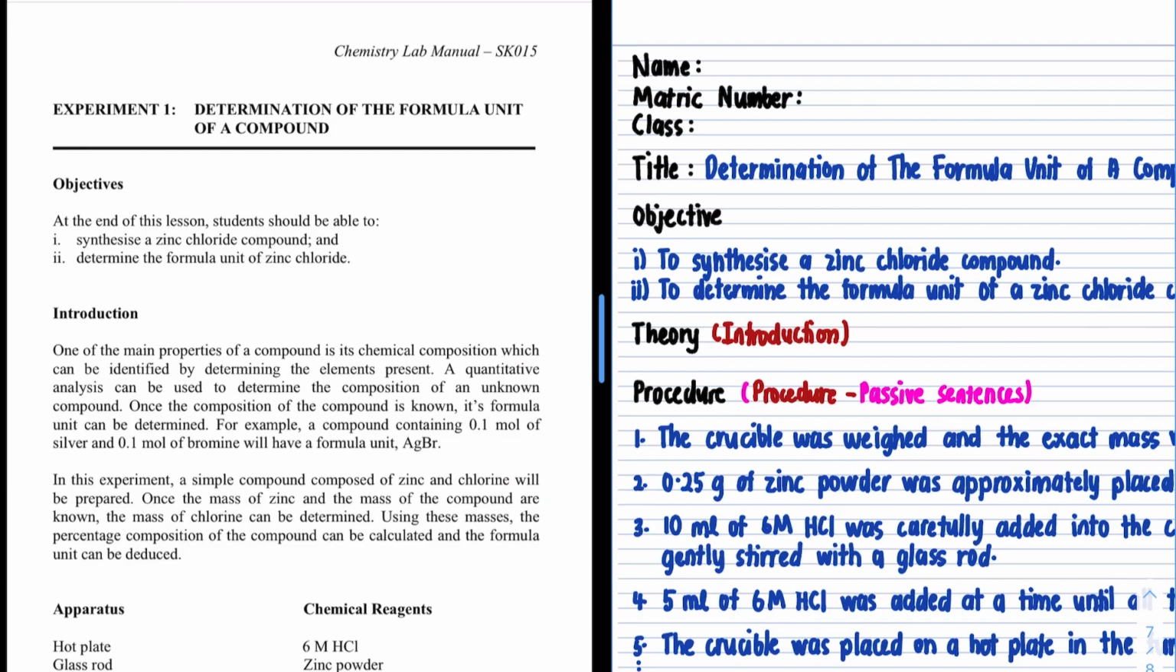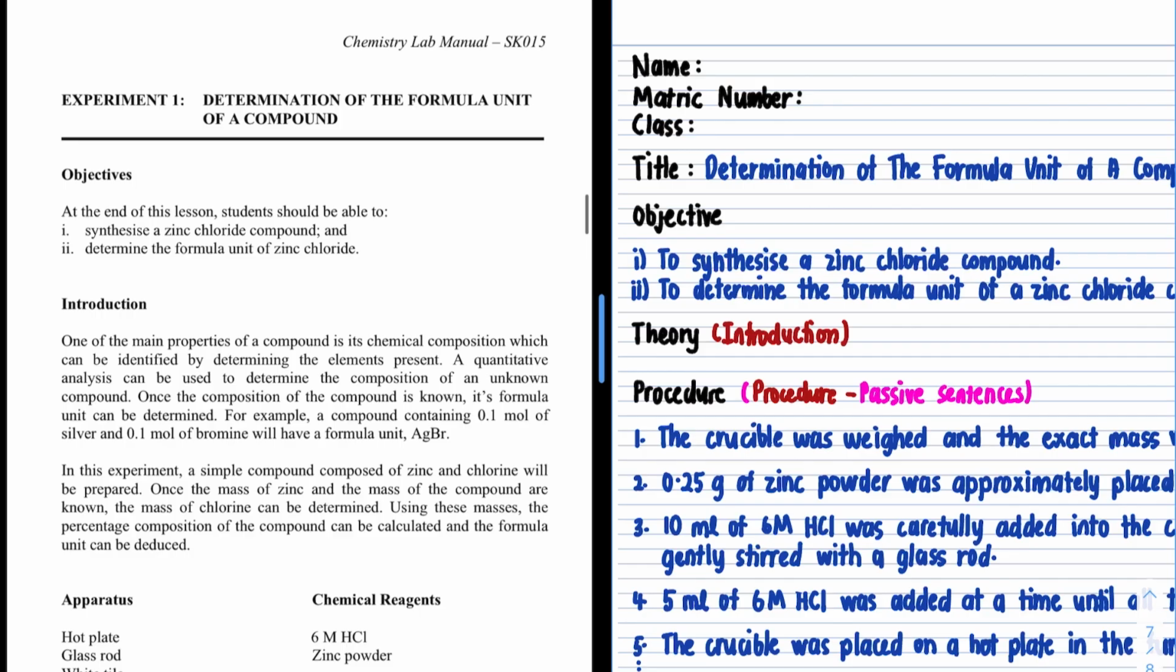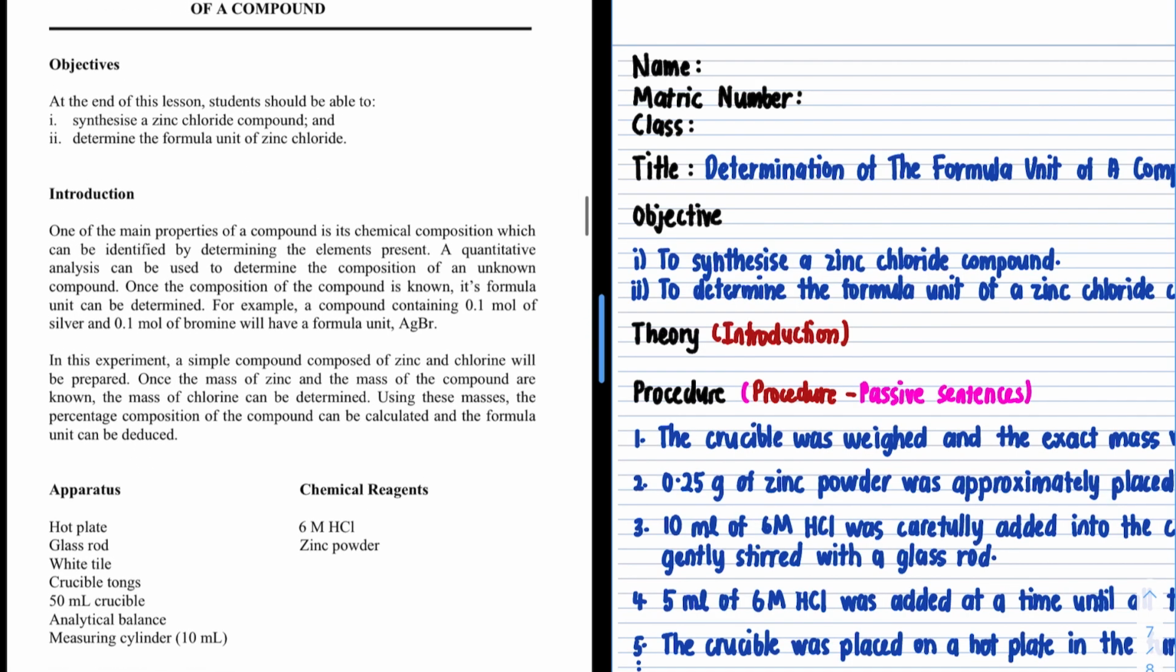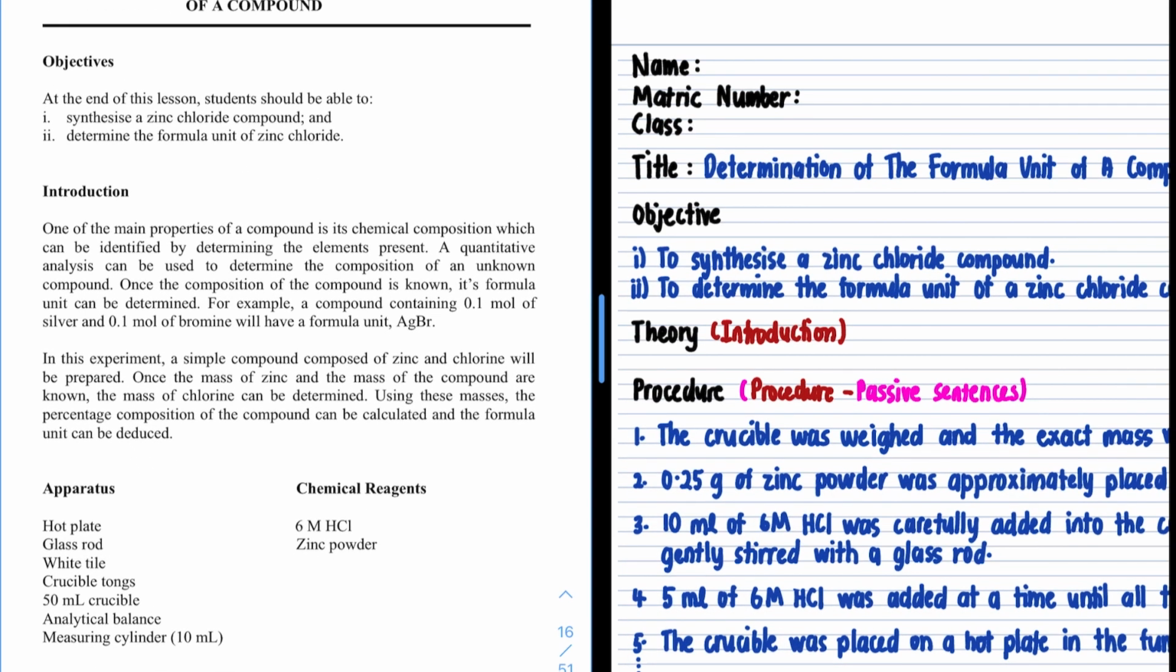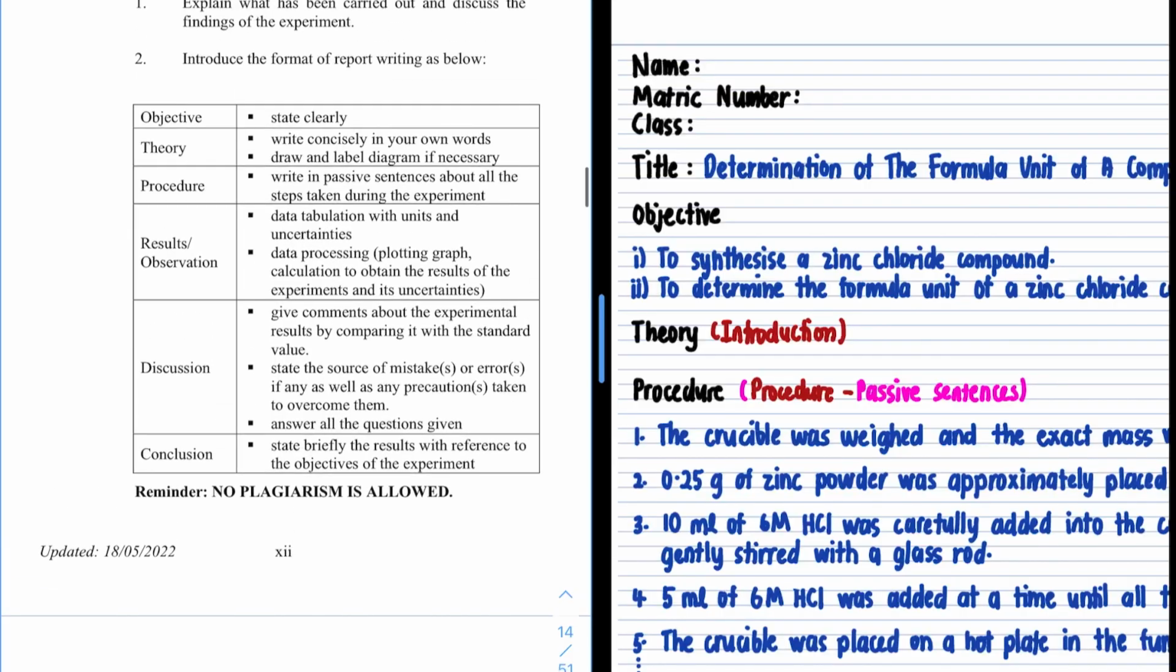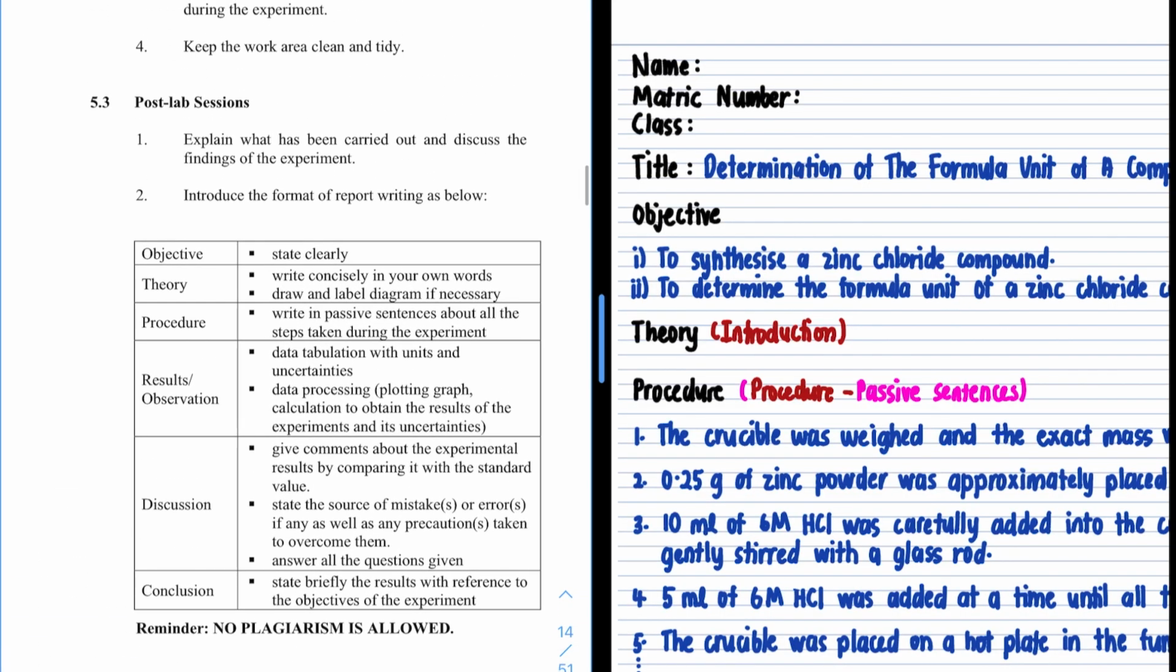Next is straight into your procedure. When it mentions the procedure, do we need to write down the apparatus and the chemical reagents? There's no need. Again, for the apparatus and the chemical reagents, there's no need for you to write them down. Why? Based upon the format itself, it goes straight from objective, theory, to procedure, without apparatus and chemical reagents. So we're going to go straight to the procedure.